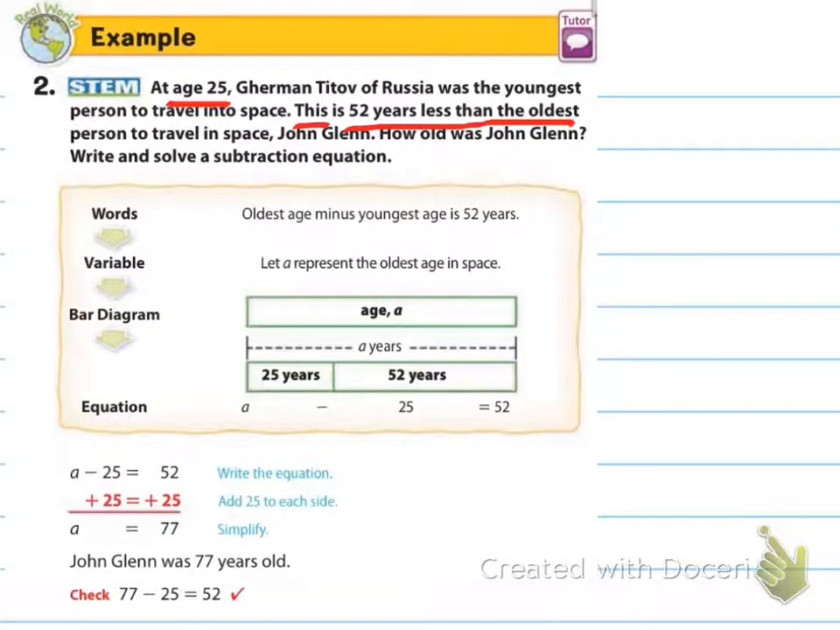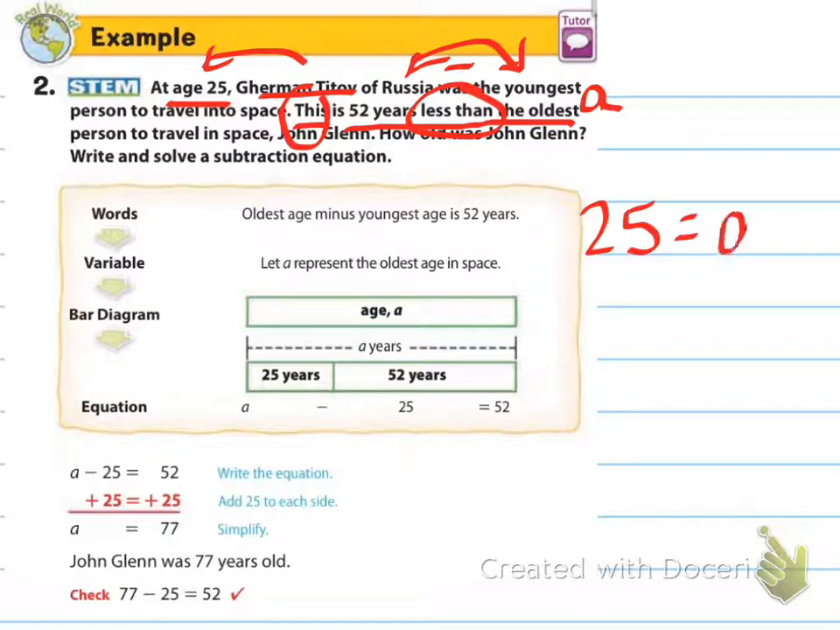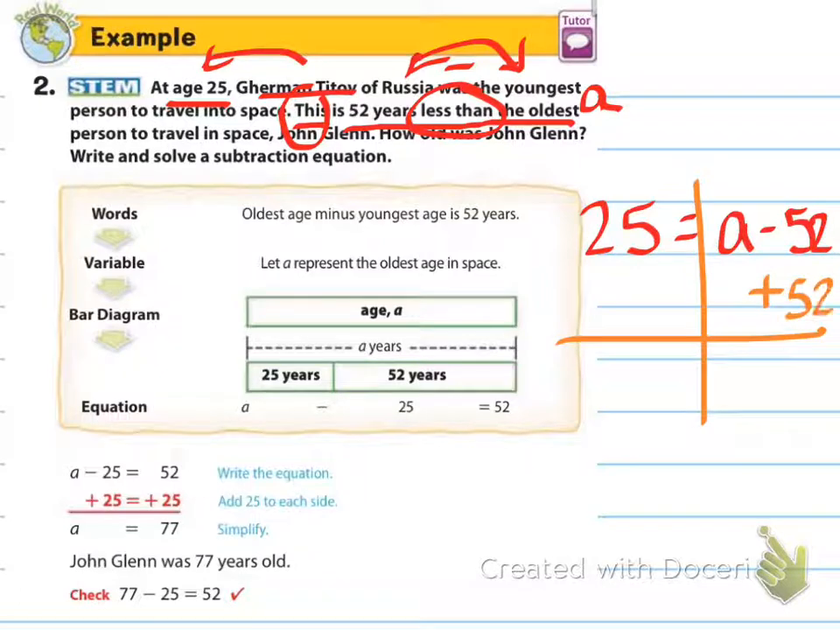So I know that less than means subtract and flip the order. I know the thing I don't know is John Glenn's age, and so we're using A for age, and this represents that Titov guy, and that's 25. So 25 equals A minus 52. And so if we want to figure out how old John Glenn is, we solve for A. When we do that, we're going to set up our T-chart, and we're going to add 52 to both sides.